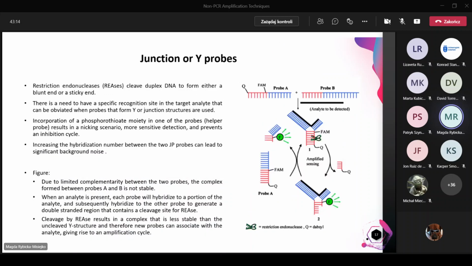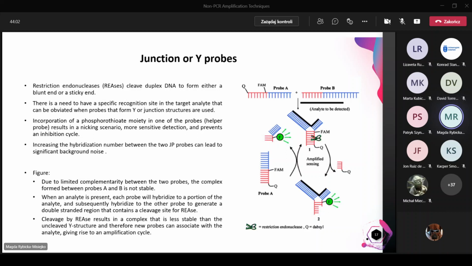The junction or Y probes are also used in isothermal amplification. Restriction endonucleases cleave duplex DNA to form either a blunt end or a sticky end. But one of the disadvantages of using them for nucleic acid diagnostics is that they need a specific recognition site in the target analyte. It has been demonstrated that this requirement to have the recognition site in the target sequence can be obviated when probes that form Y or junction structures are used.